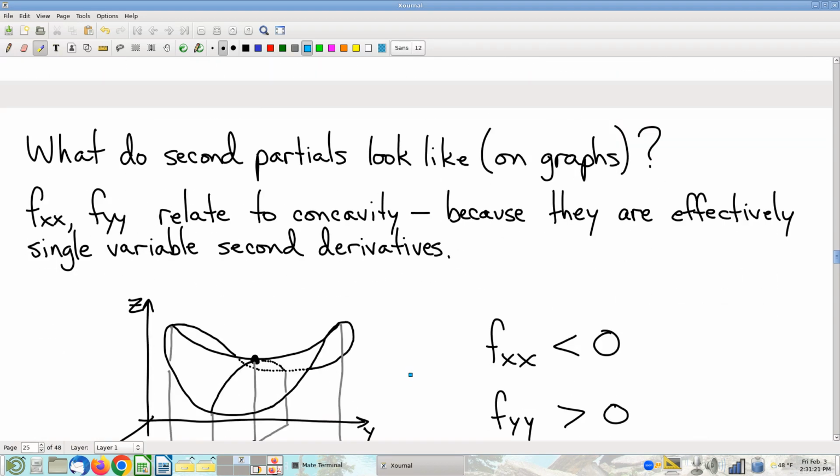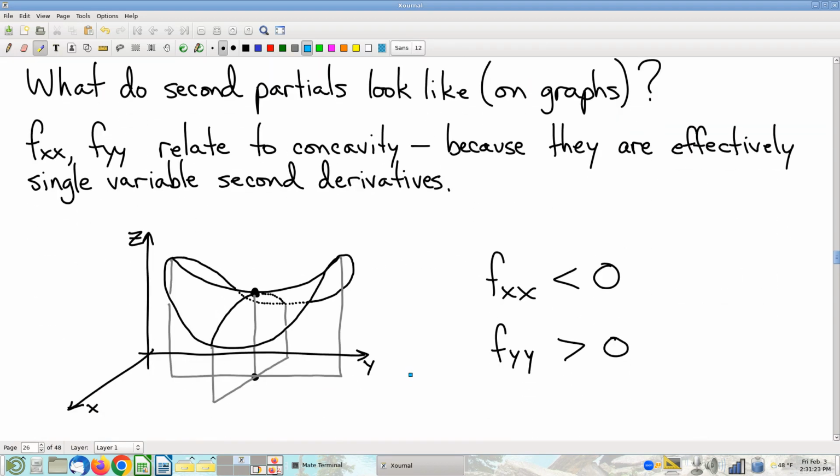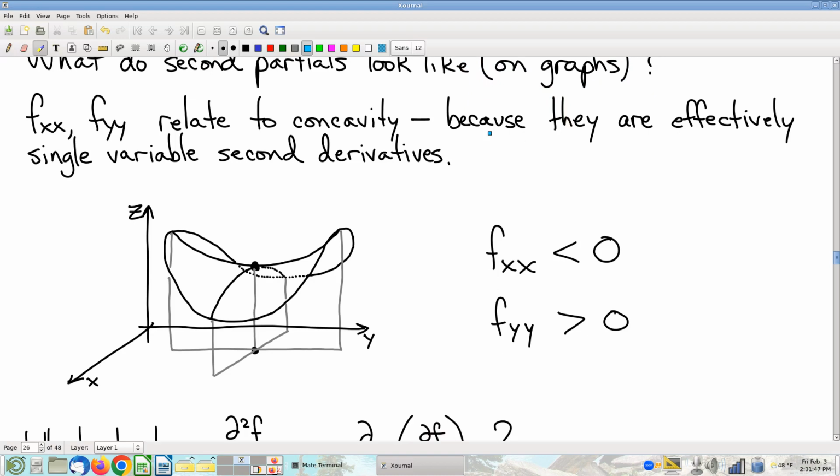Let's think about a little bit of geometry here. What do second partial derivatives look like? We're going to restrict the discussion to graphs. Again, I remind you to be very careful when you're talking about geometric interpretations of things. What something looks like in a level set picture is very, very different from what it looks like on a graph picture. So here we're going to talk just about graphs.